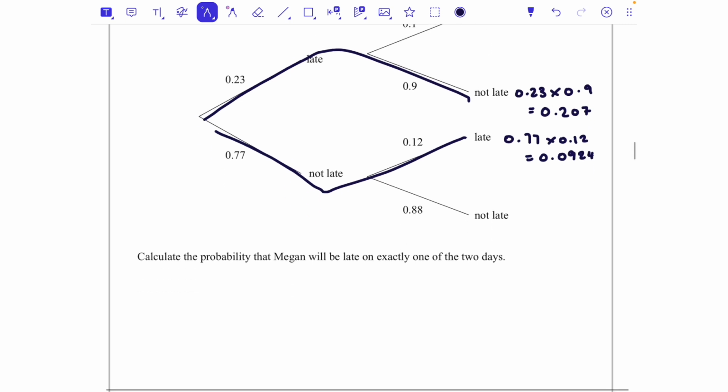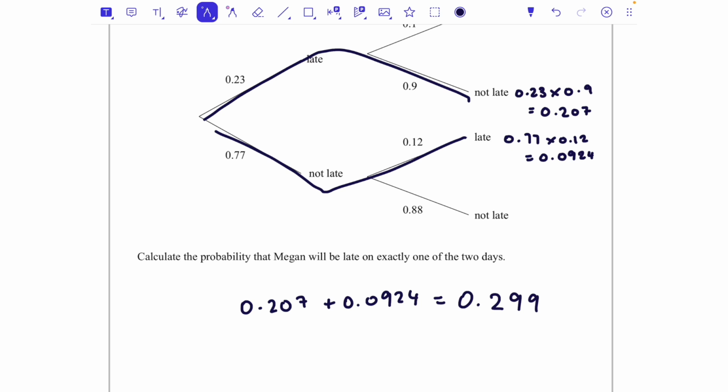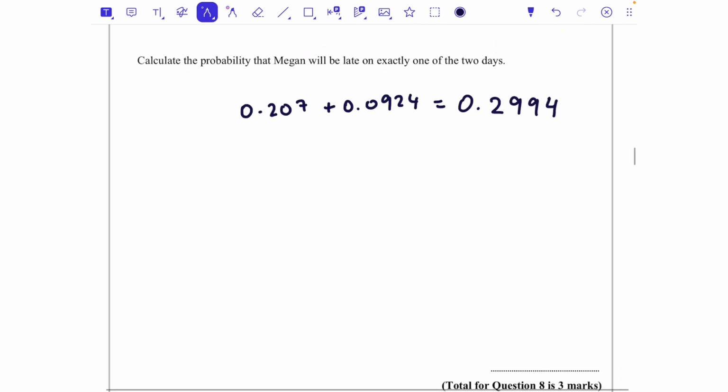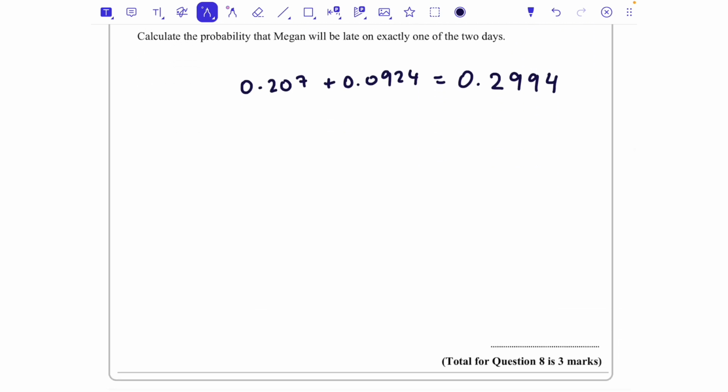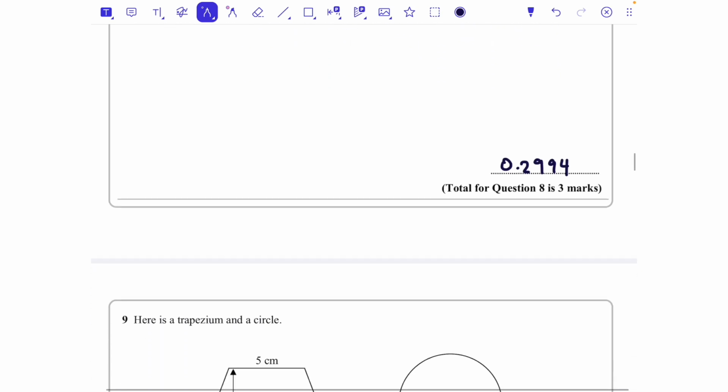0.0924. All we then want to do to get the total probability of either of those things is to add those probabilities together. So add 0.207 to that value, and we get 0.2994. There we go. I've not been told to round it. That's the whole answer. So I'm just going to put all of that on the answer line. 0.2994 is your total probability that she would be late on exactly one of the 2 days.